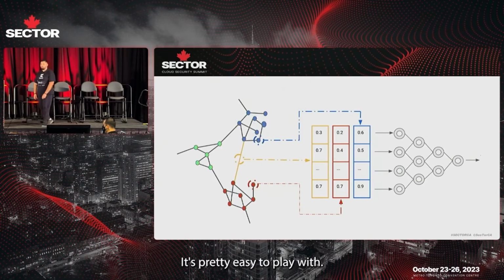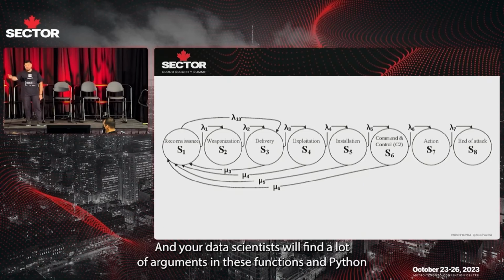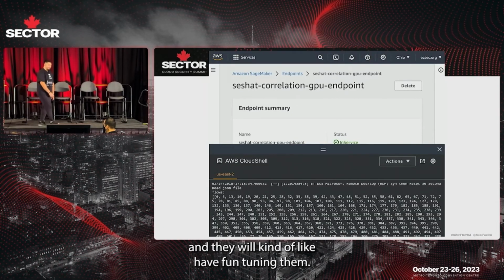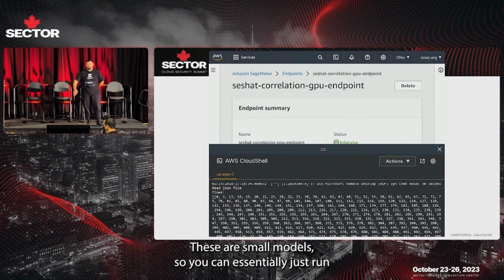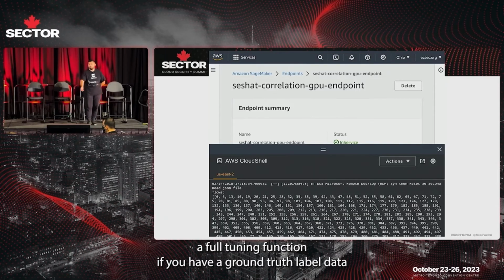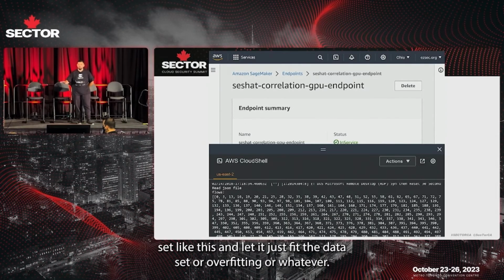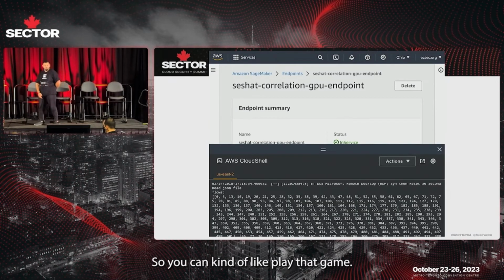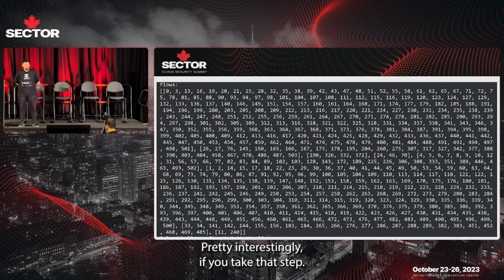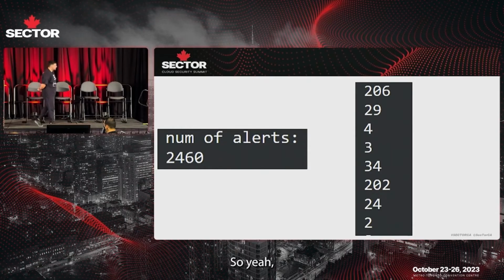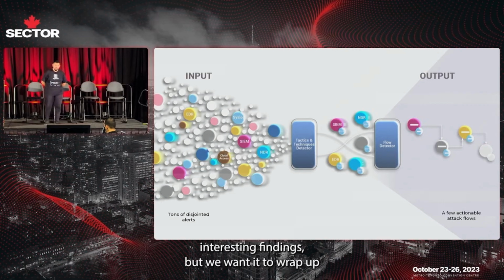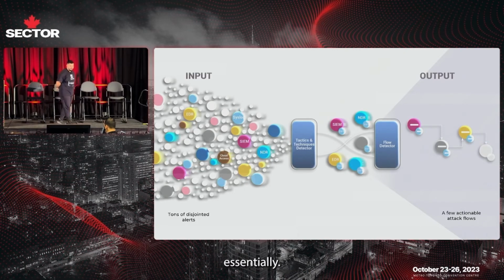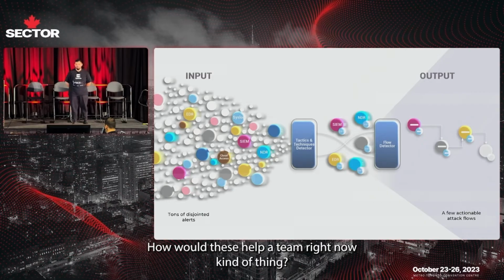It's pretty easy to play with, and your data scientists will find a lot of arguments in these functions in Python. And they will have fun tuning them. And it's not that bad to tune as well. These are small models. So you can essentially just run a full tuning function if you have a ground truth labeled data set like this and let it just fit the data set or overfit it or whatever. So you can play that game pretty interestingly if you take that step. So yeah, these were pretty cool, and they were interesting findings. But we wanted to wrap up essentially how would these help a team right now.